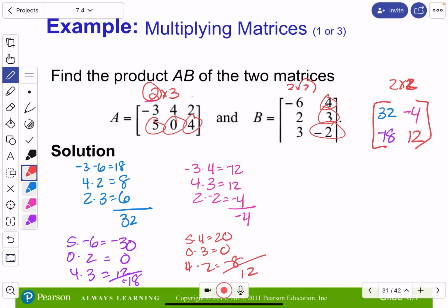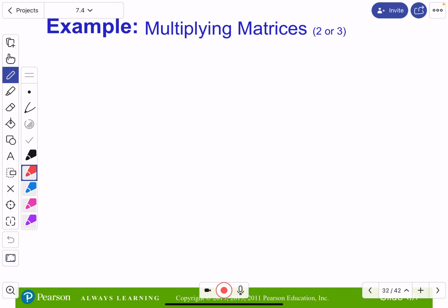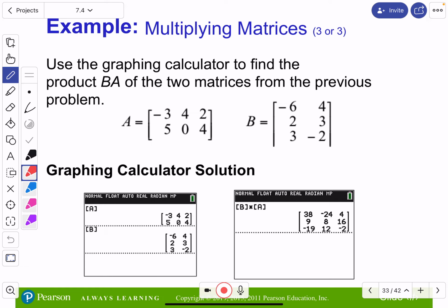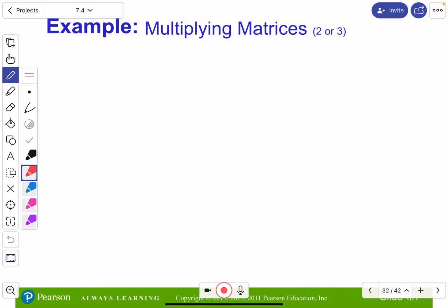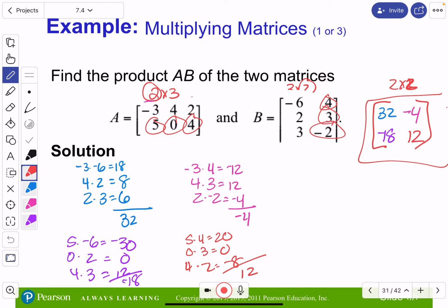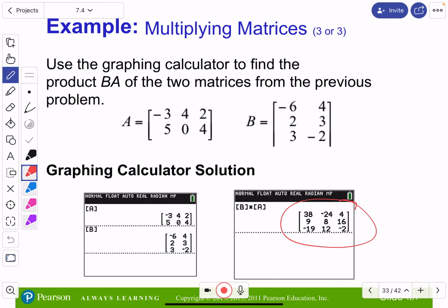And that's our answer. So multiplying by hand is a lot of work. I want you to know how to do it, but I'm never going to make you do anything crazy. And you can always use your calculator on your assessment. So this is what we just did. If you put it in your calculator, it'll give you the same, that's not what we just did. They went the other way.